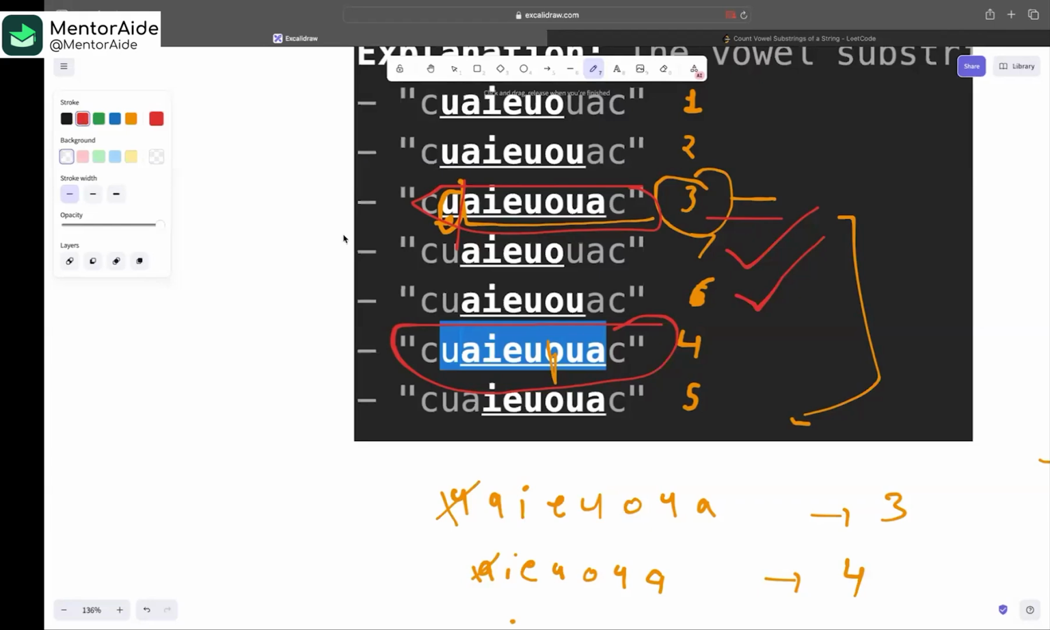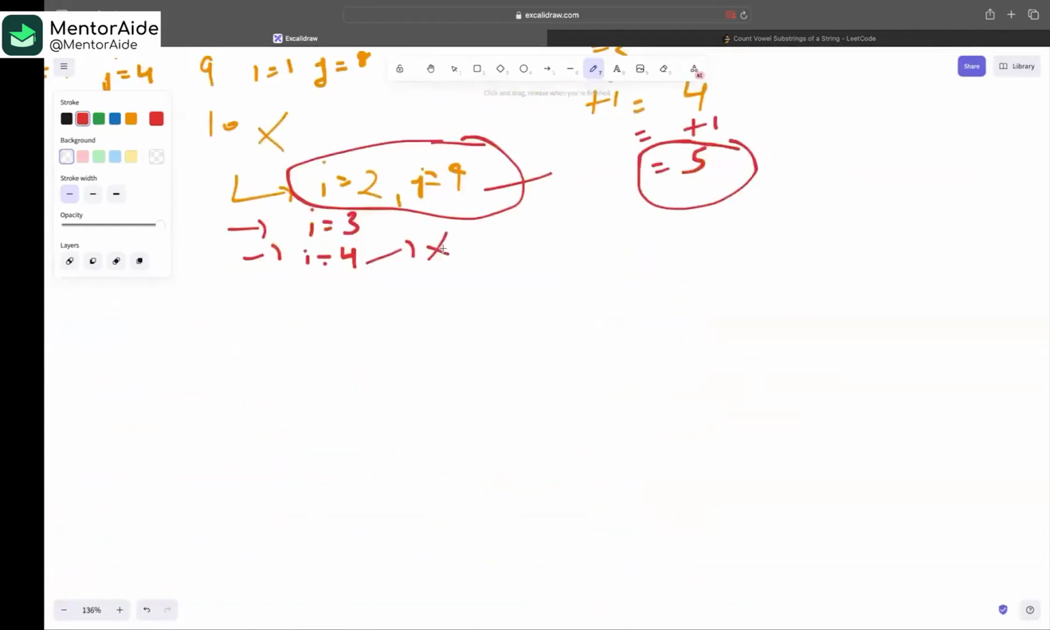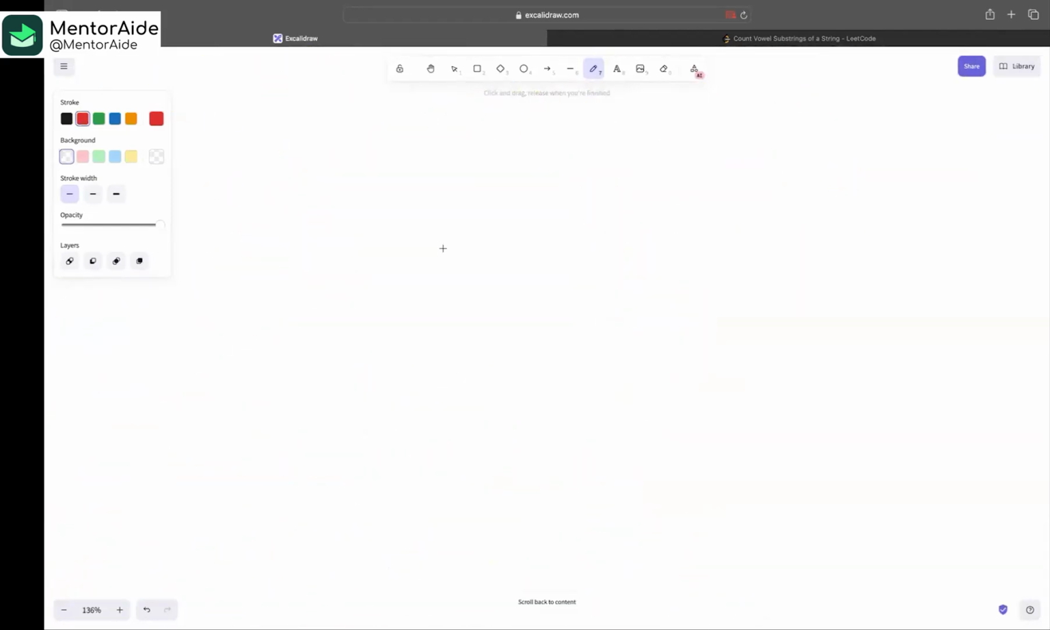Right now, let's talk about a math-formula kind of thing. We need to find the number of substrings with exactly k vowels. They can have repetition, but the point is they should have 5 vowels.